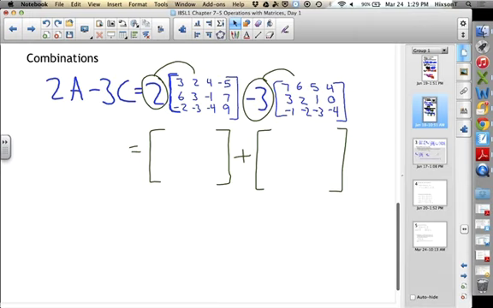Do you want us to get the 1, 0, 0, 0, 1, 0? No, we're not solving a system here. We're just adding the matrices here. Your solution should just be a single matrix.